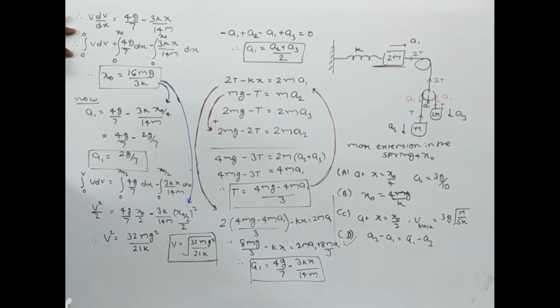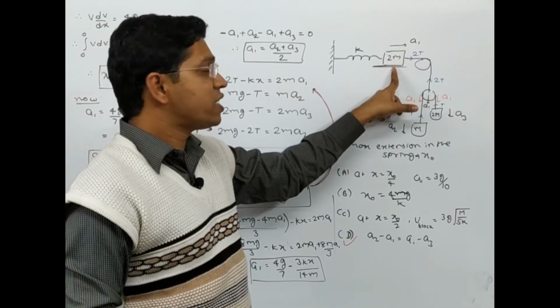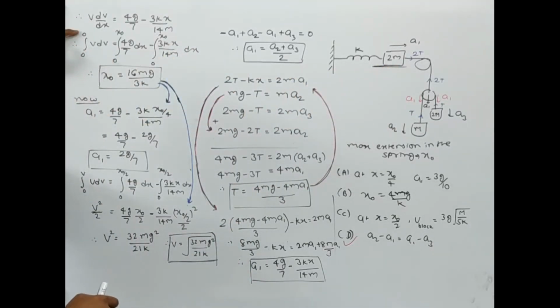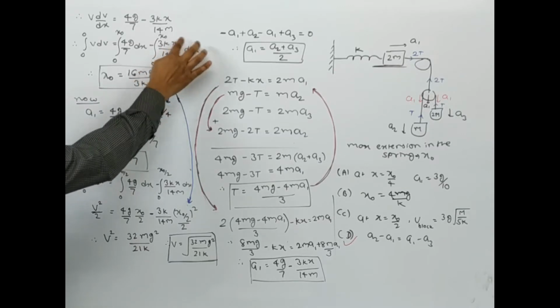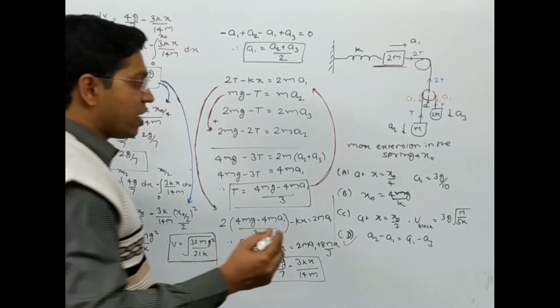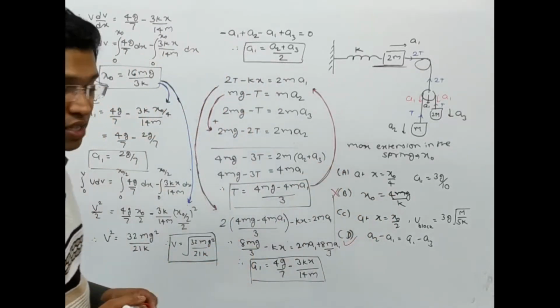If I integrate it, whenever it will be having a maximum elongation, its velocity is going to become 0. So I'm just integrating it from 0 to 0. Due to that, this is 4g by 7 integral 0 to x0 dx minus 3kx by 14m integral 0 to x0 dx. So after all this integration, I'll get x0 equal to 16mg by 3k, whereas they have given it as 4mg by k. So definitely this is a wrong answer.